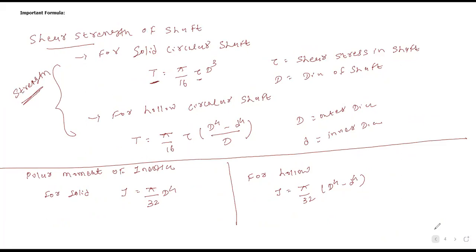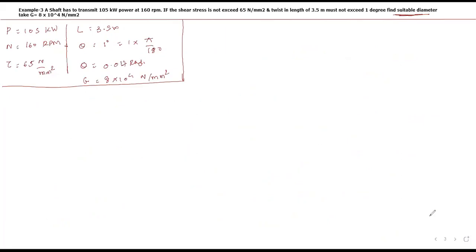Fine, let me see your procedure. Okay, so again, for both purposes, first of all we need to calculate shear strength. The data is given, power is given. So P is equal to 2 pi N T divided by 60 watt. Okay, the equation is available. Put all the values.